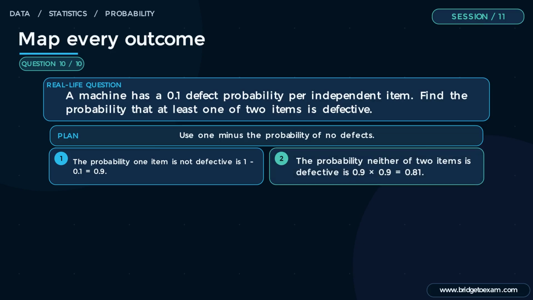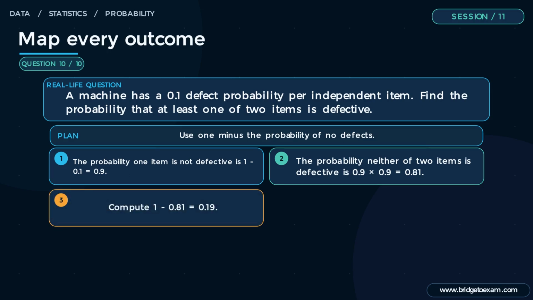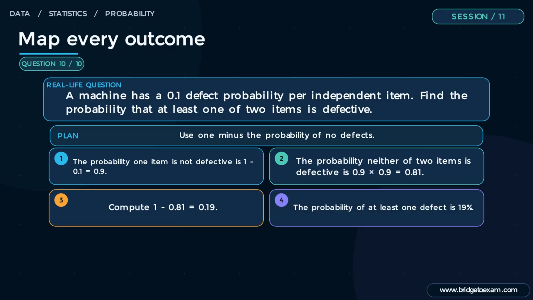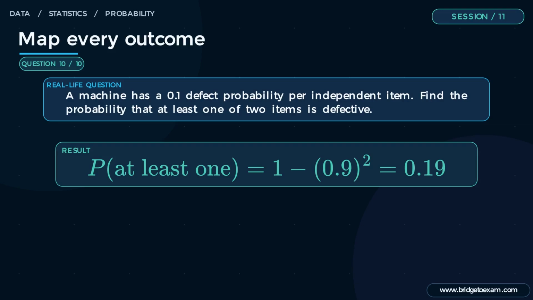Step 2. The probability neither of 2 items is defective is 0.9 times 0.9 equals 0.81. Step 3. Compute 1 minus 0.81 equals 0.19. Step 4. The probability of at least one defect is 19%. Quick check. The result includes exactly 1 defect and 2 defects without double counting cases. This matters in real life because quality control teams use complement methods to estimate batch risk.